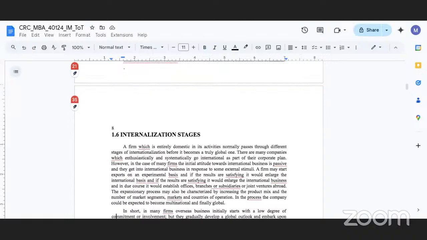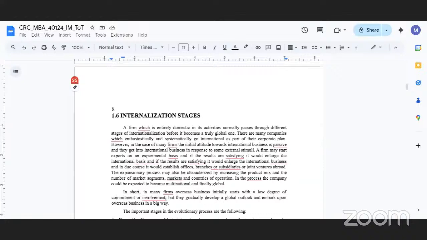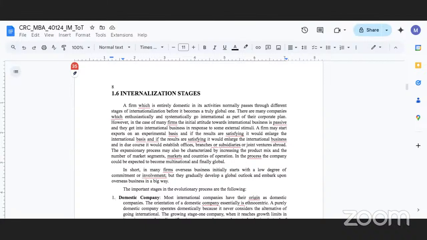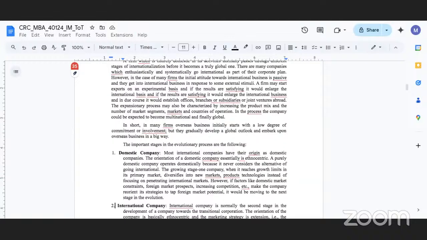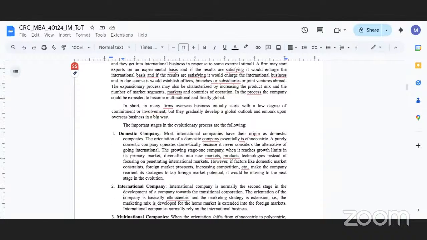The next aspect is in terms of an internationalization stage. A firm which is entirely domestic in its activities normally passes through different stages of internationalization before it becomes truly a global one. It is just not a matter of selling your product, but it is a matter of how your company is evolving, the evolutionary process, the different stages that a company has to go through from moving from a local to a global company.